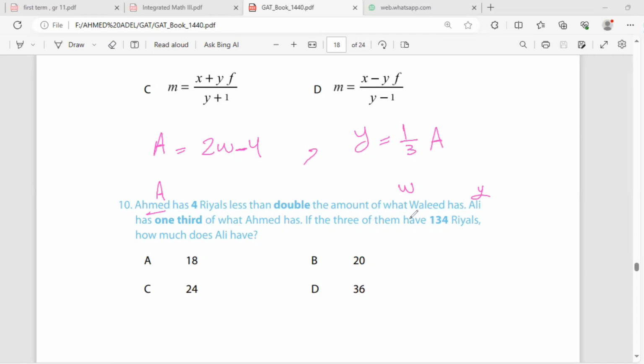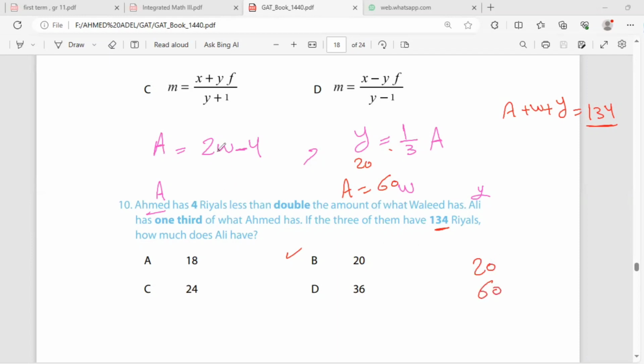If the three of them have 134 riyal, Ahmed plus Walid plus Ali equals 134 riyal. How much does Ali have? Can we try choosing from this problem? Let me try 20. If Ali has 20, then Ahmed has 3 times 20 because Ali is a third of Ahmed. So Ahmed is 3 times Ali. 3 times 20 is 60. Okay, Ali is 20, so Ahmed is 60.